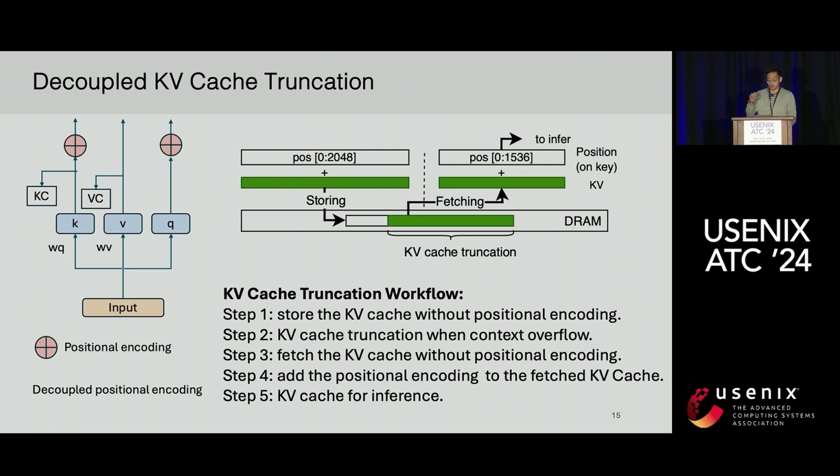when we want to use the KV cache for inference, we can fetch the truncated KV cache from the DRAM to HBM, and after that we embed the new positional information into the KV cache, and then we can use this KV cache for inference. By doing this, we can decouple the positional information from the KV cache, and the KV cache can always be valid.